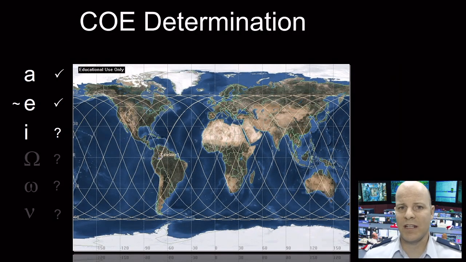And those are the kinds of questions that I would ask you on a GR. I would show you a ground track and say, tell me, is this orbit circular or is it elliptical? And you would have to answer one of those two things.